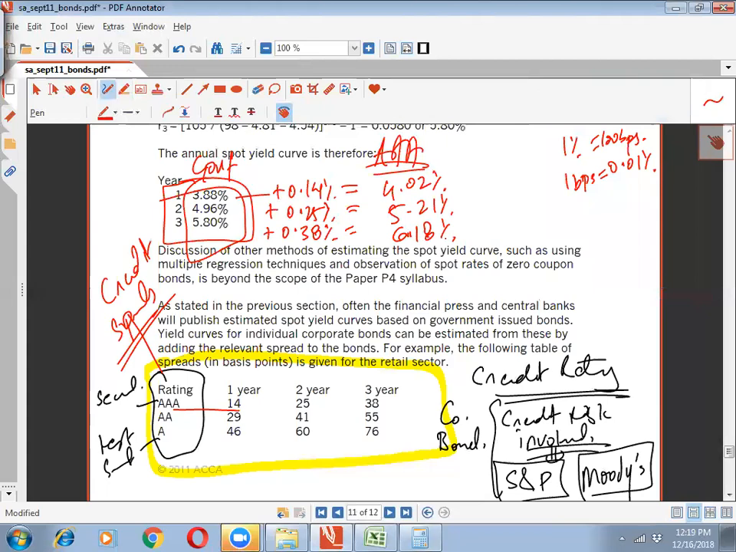So if you have to estimate the yield curve for any specific bond, what do we need? We need the yield curve of the government bond, and we need the table for the credit spread so we can calculate. Please go through it.